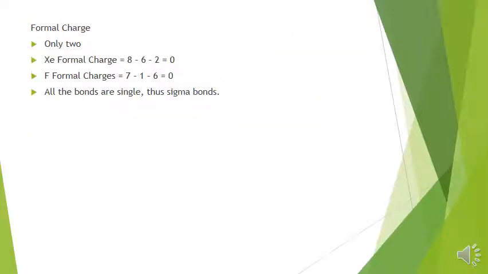Okay, as far as formal charge goes, there's only 2 formal charges. There's xenon. It has 8 valence electrons, 6 bonds, and 2 lone pairs. 0. Each fluorine has 7 valence electrons, 1 bond, and 6 dots. 0. Add these up. 0 plus 0 is 0. The charge on the molecule is 0. So that makes sense. All the bonds are single, and thus they're all sigmas.